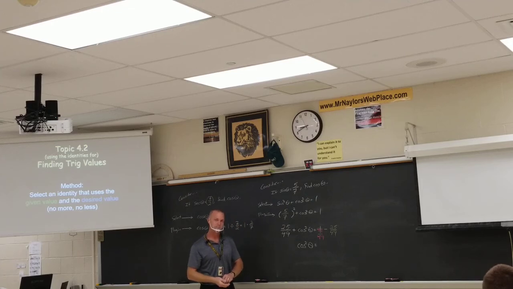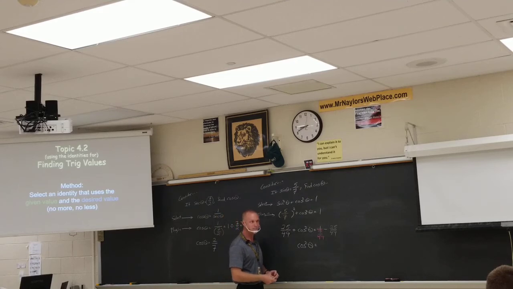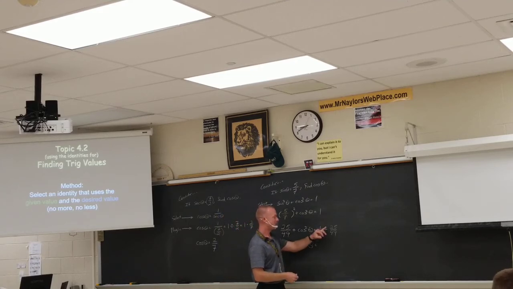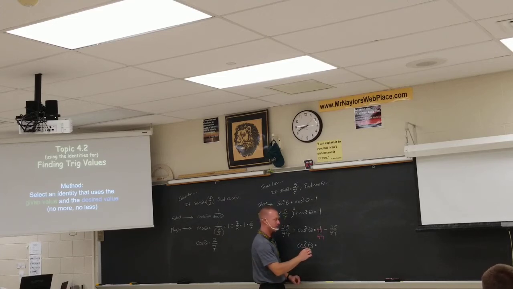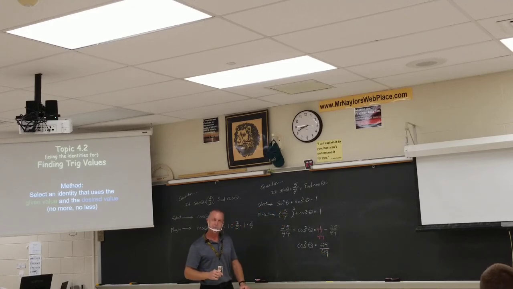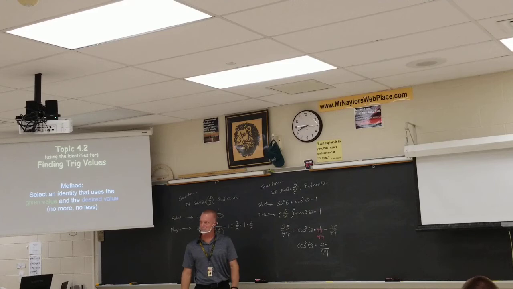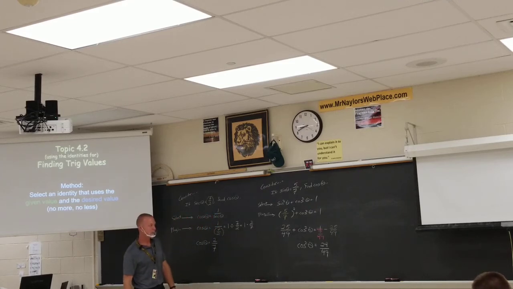49 over 49. It's the new way to think of the number 1 for this problem, so that I can subtract 49 minus 25. You subtract the numerators. Please don't subtract the denominators. That's the whole idea with common denominators. You keep it common. 24 over 49.